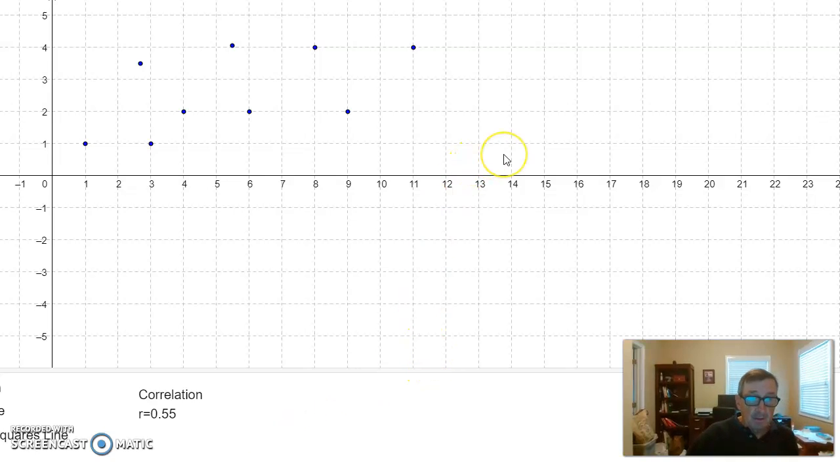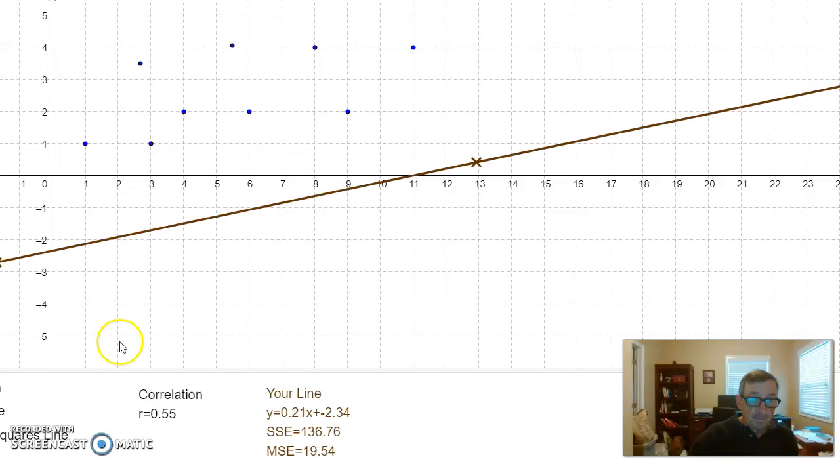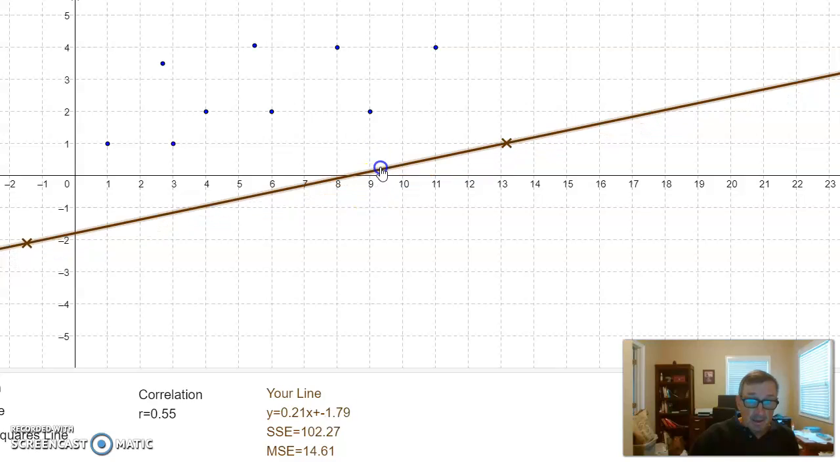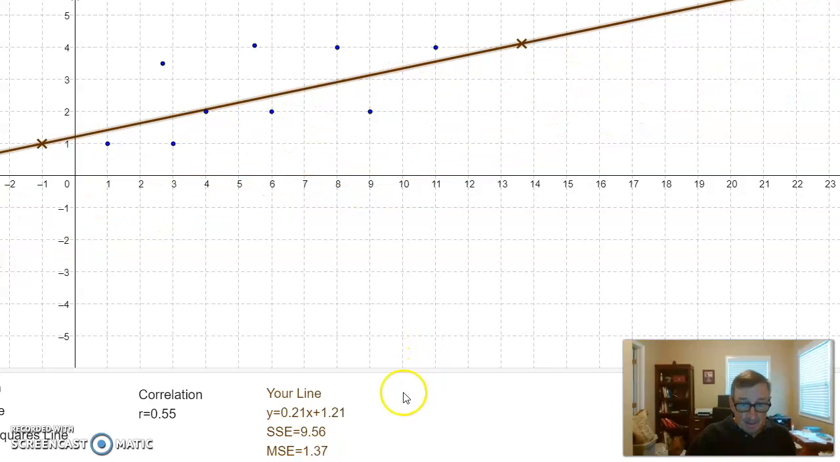Okay, next thing I want to do is figure out what would be the regression line, the line of best fit for this scatter plot. So here's what I want to do. It will give me a line here, and then it shows the equation of the line right here. For this line, it tells me the SSE is 9.56. Okay, so what I can do with this applet is I can move the line around.